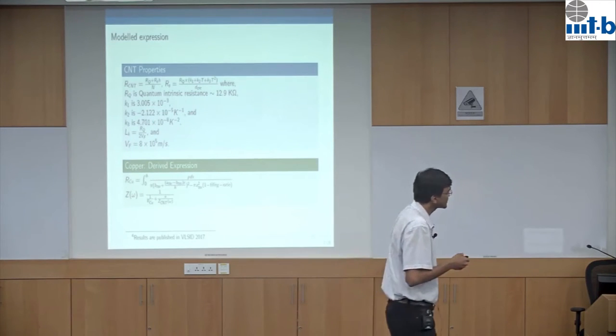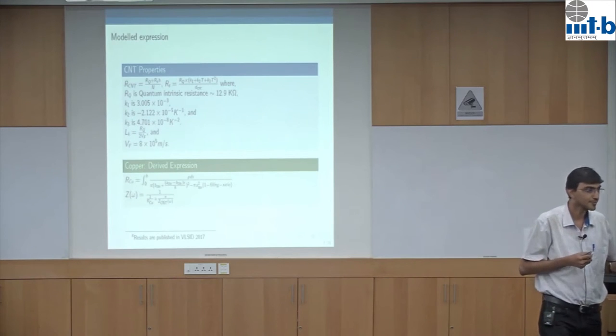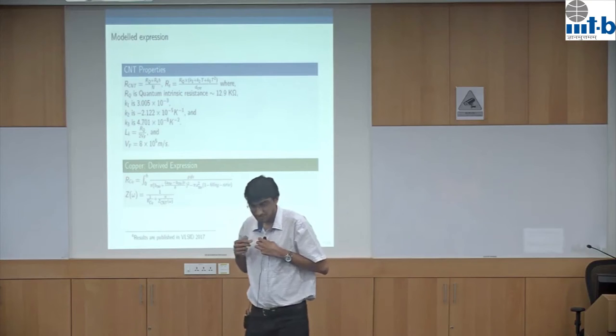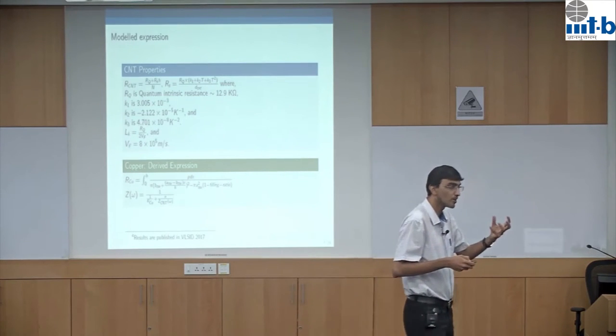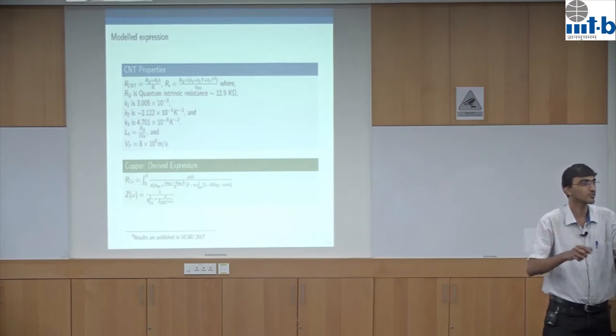So what happens is, because the sizes are very, very small, the resistance offered will be small, right? So the carbon nanotubes will be offering a small resistance, but copper will also be offering a smaller resistance.